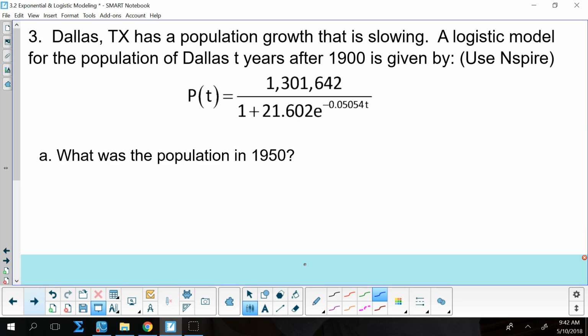Fantastic. All right. So, Dallas, Texas has population growth that is slowing. A logistic model for the population of Dallas in the T years after 1900 is given by that function P of T. Okay? What I would like you to do now is find what Dallas's population was in 1950.